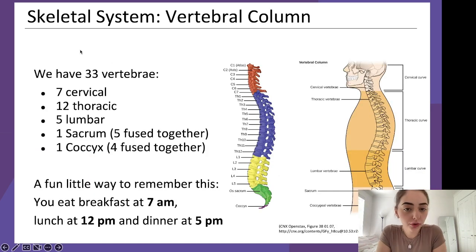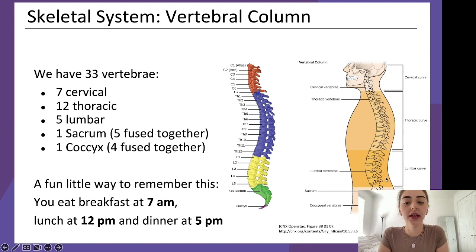Then we have the vertebral column. We have 33 vertebrae. We have 7 cervical, which is this first region. Don't just say cervical, because we can get it confused with the cervix of a female. So cervical vertebrae, which is the top 7. Then thoracic, which is the next 12. And lumbar, which is the next 5. Those are the big main regions.